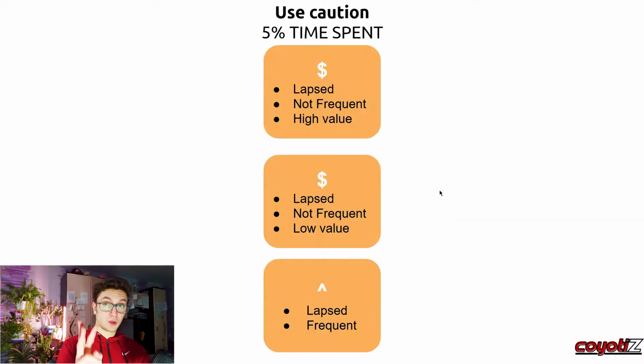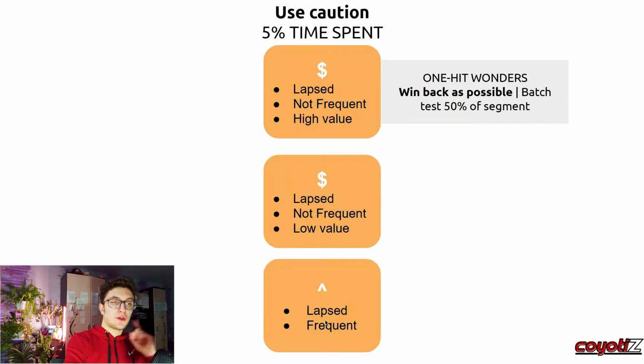Now, moving on to the third quadrant here, on the third segment, I would say, these guys you need to spend 5 times of your time with. So these customers who are lapsed, not frequent, but they purchased a lot. The AOV was crazy. Second was lapsed, not frequent, low value, right? Basically the same as this one, but they didn't purchase as much as these guys, and basically lapsed, but they were frequent before. So the first thing you need to do here, I call them one-hit wonders.